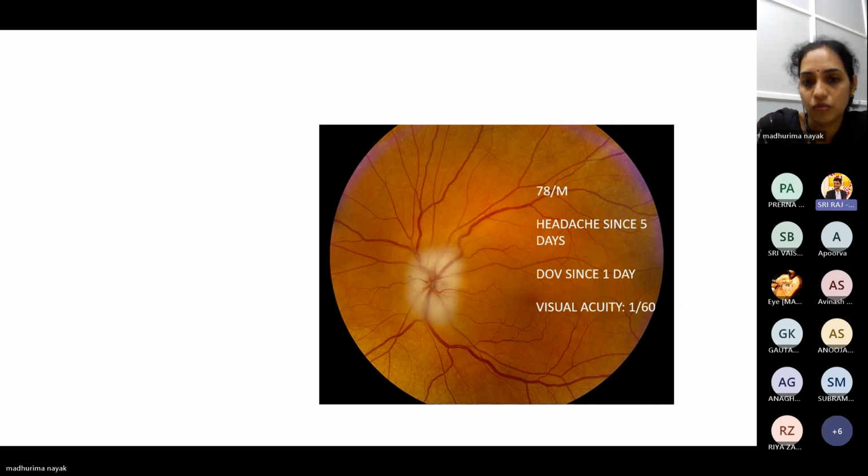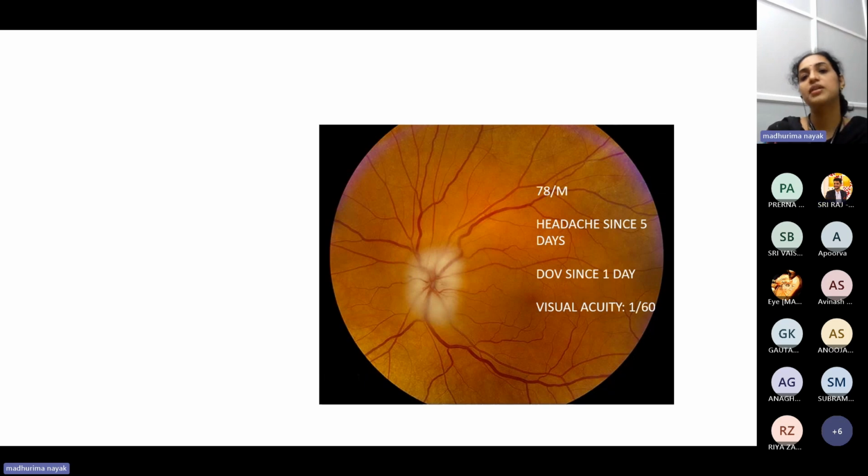Ma'am, the cup margins are not made out. Pallid disc edema. Very good. Whoever said pallid disc edema is right, because whenever there's disc edema, you see hyperemia. Whenever there is pallid disc edema, you should remember that the cause of disc edema in ischemic optic neuropathy is the ischemia only. There is so much ischemia, it is causing edema.